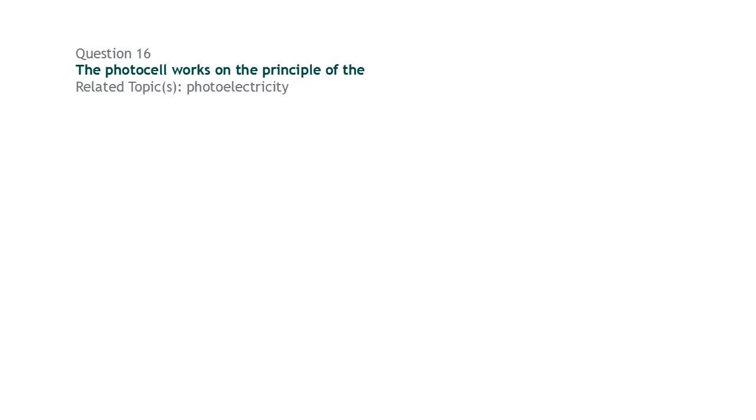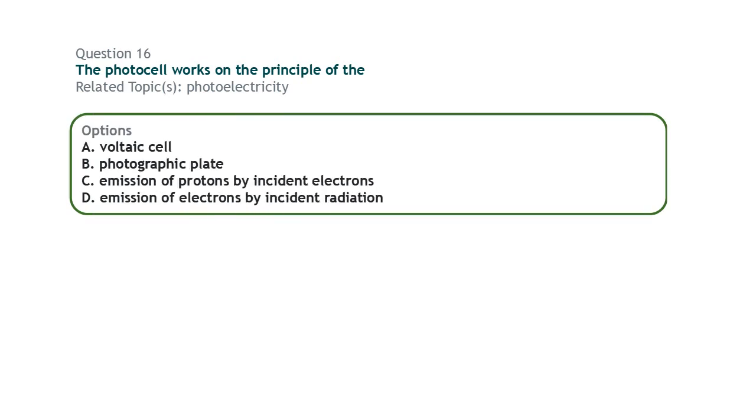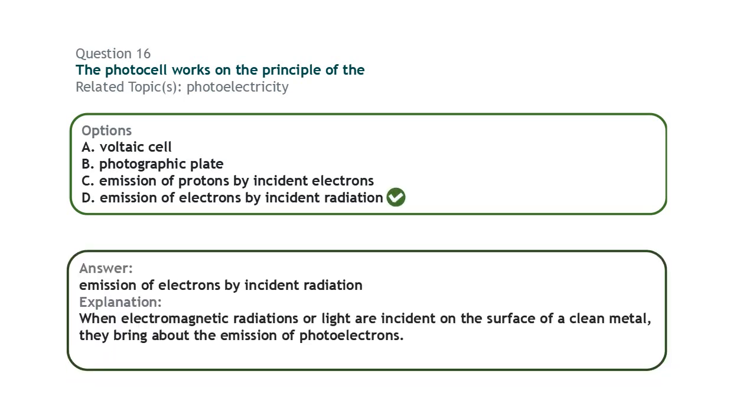Next on photoelectricity, the photocell works on the principle of the emission of electrons by incident radiation, the emission of what we call photoelectrons by incident radiation. The emission of these photoelectrons when light of appropriate frequency is incident on the surface of a metal is what we regard as photoelectricity. So the photocell works on the principle of the emission of photoelectrons by incident radiation like light.